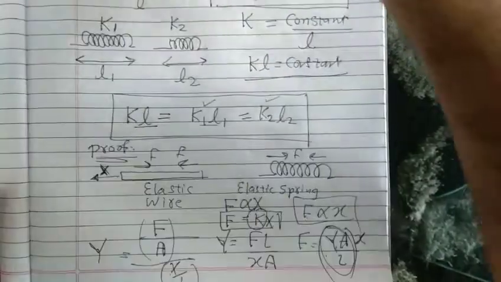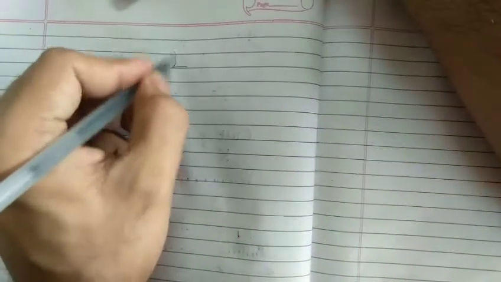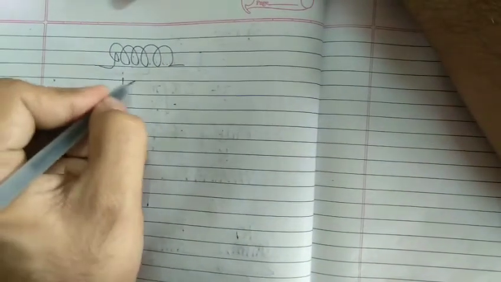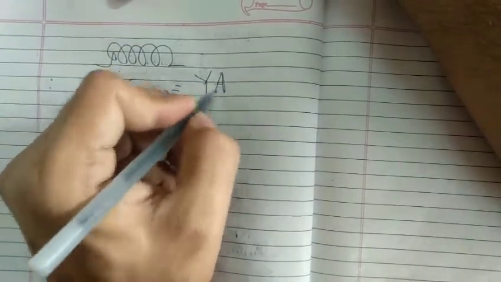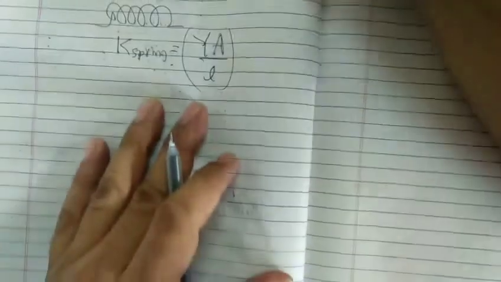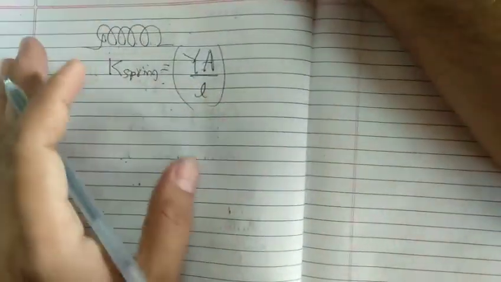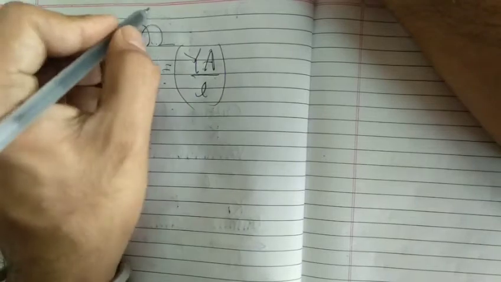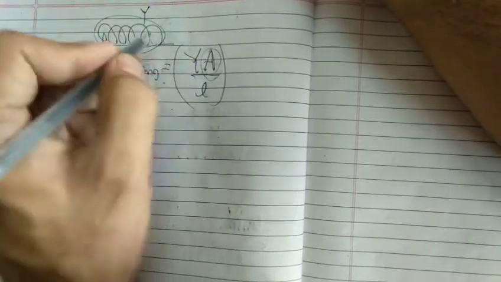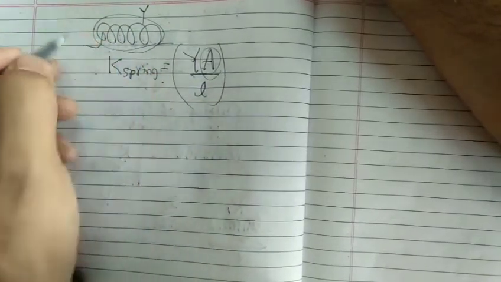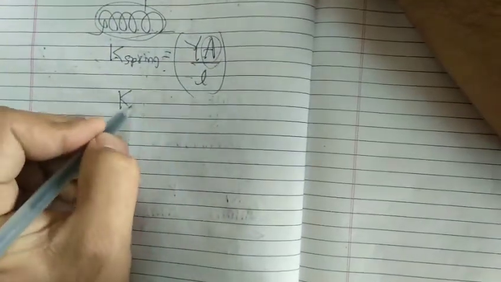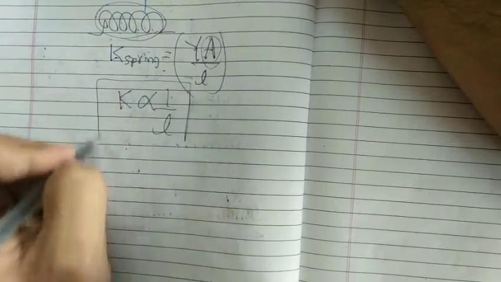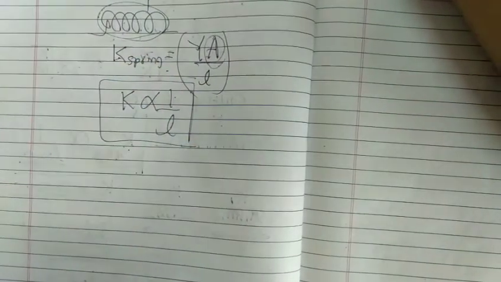Yes, this happens. See, when you take spring like this, the K of this spring is equal to YA by L of the wire. You can understand that this is a formula for K in short. Y is the Young's modulus of this wire, A is the cross-section area of the wire of the spring, and L is the length of this spring. So you can see clearly here K is inversely proportional to length. Right. This way you can understand.